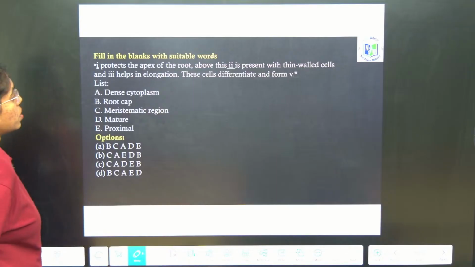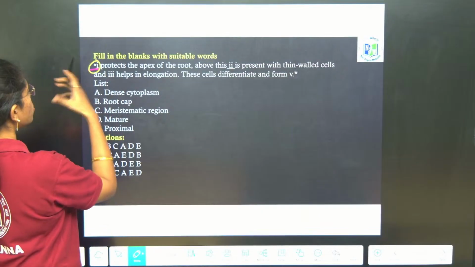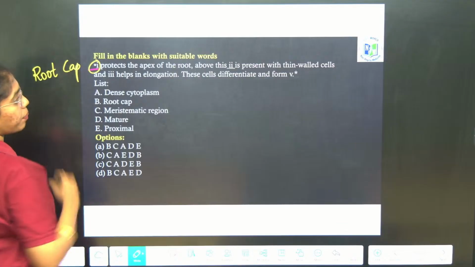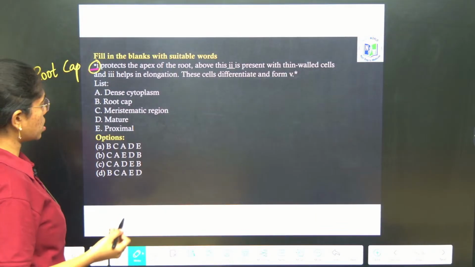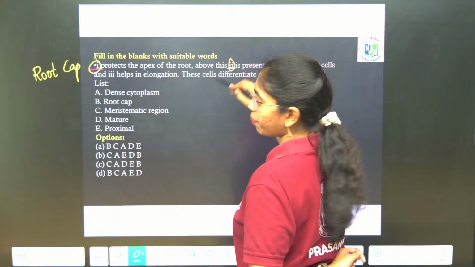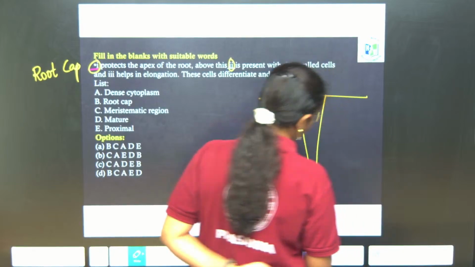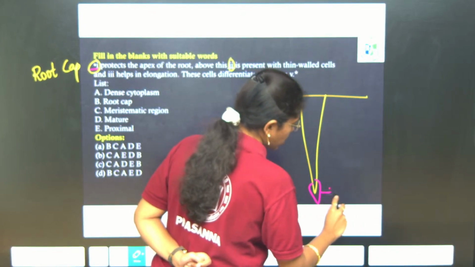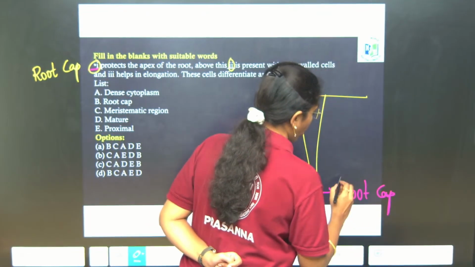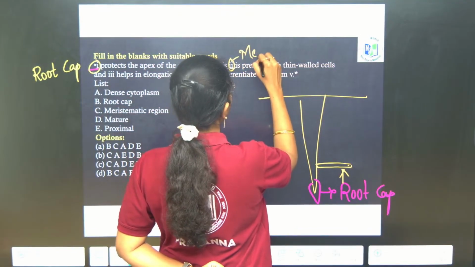Look here first. Dash protects the apex of root. Of course, it is root cap, right? Root cap will protect the apex of the root. Above this dash is present. Above the root cap, proximal to the root cap, if you take the region at the apex, thimble like structure, that is root cap, is present. Above the root cap, what is the region that is present? Meristematic region.